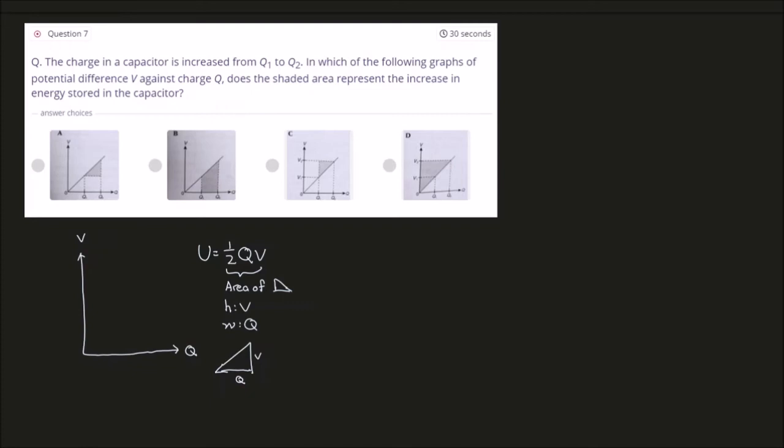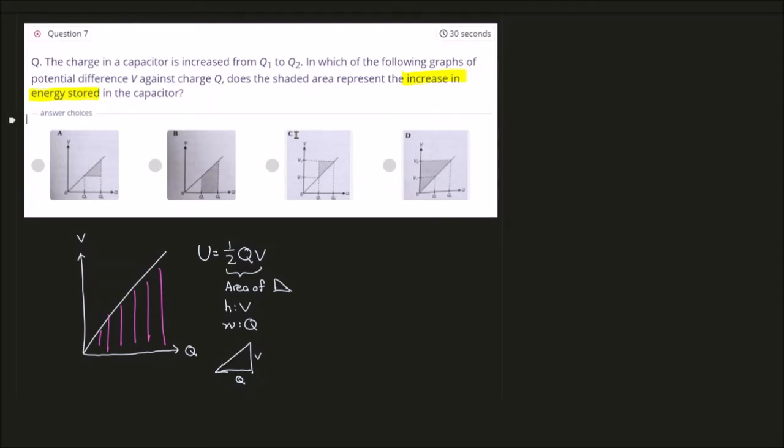So based on this statement, you will know that if the graph of V against Q is like this, then the shaded region below here will be the energy stored. But if you look over here, it seems that this is not very probable because they are asking for the increase in energy. They are not asking for the energy stored. They are asking for the increase in energy, meaning we are not asking for the whole area.